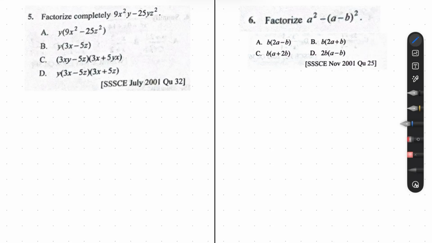Okay, welcome to another session in this series. In this session, we start with question number 5.